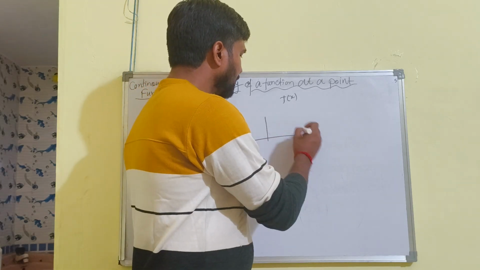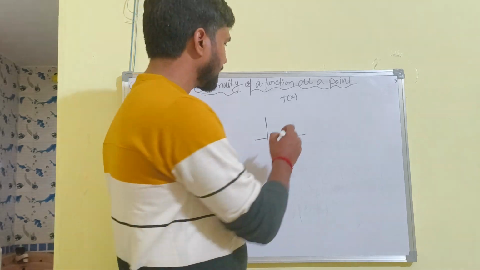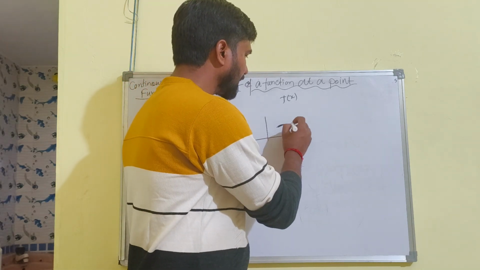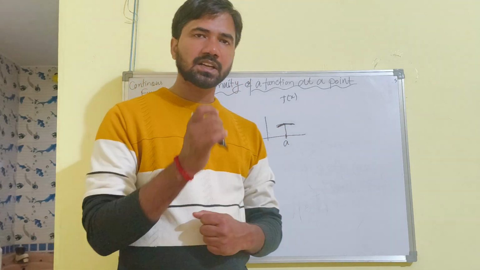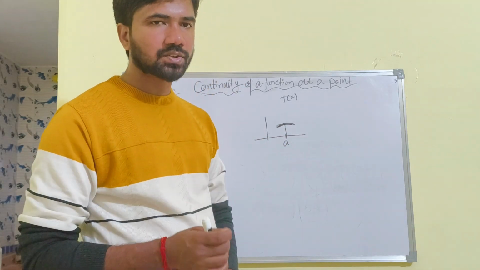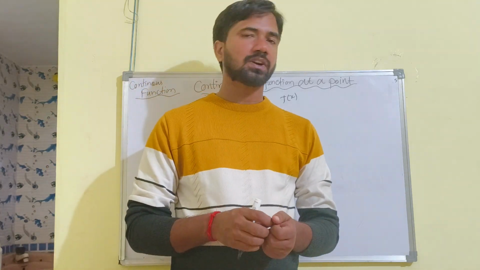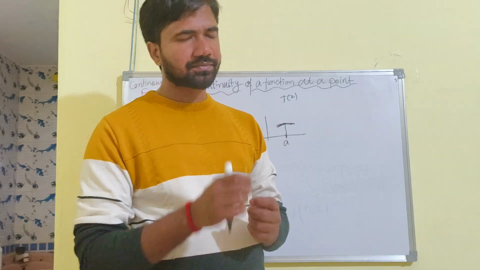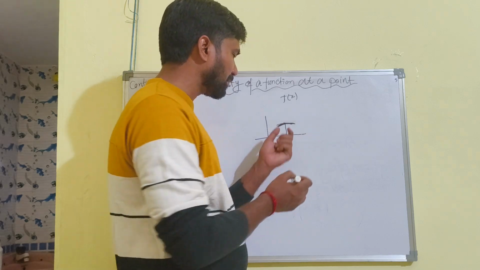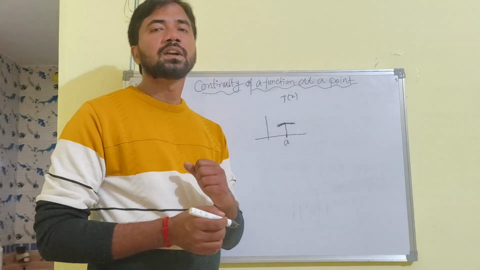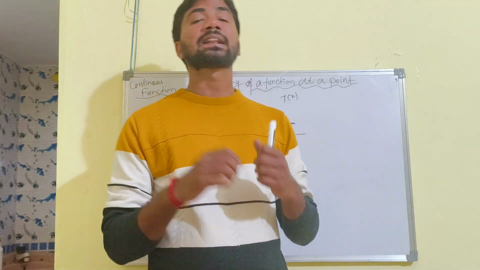Simply, if we are able to draw the graph of f(x) near the point a without taking the pen off the board, then we say the function is continuous at x equal to a. This is the simple meaning of continuity. But if a question comes, we cannot draw every graph.